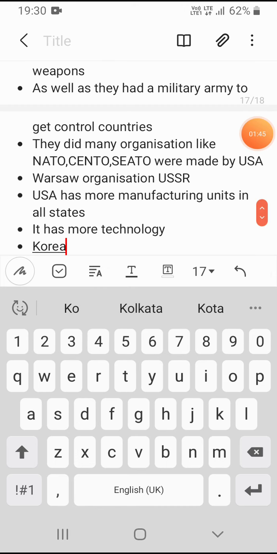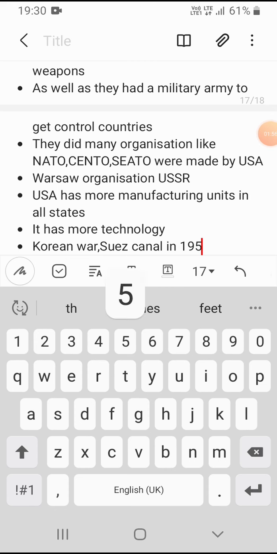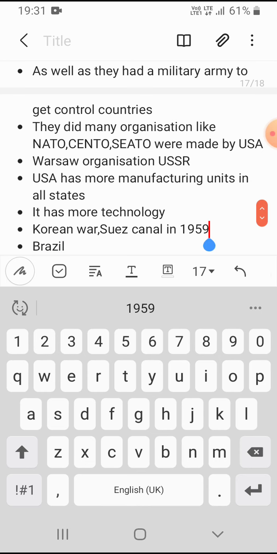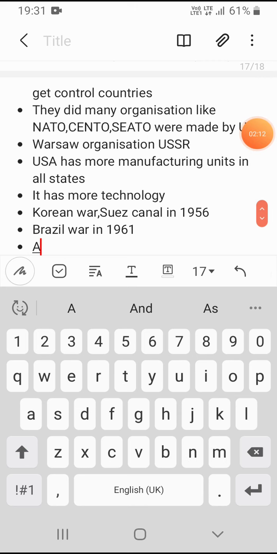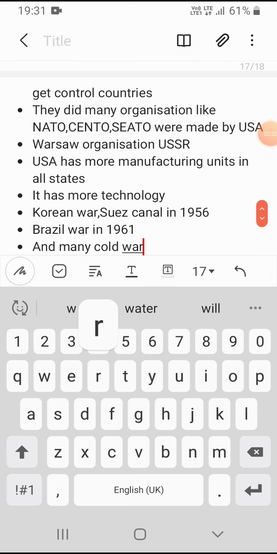There was the Korean War, the Suez Canal War, and other wars in 1956, 1959 and 1961, and many wars continued. Many Cold Wars were continued.